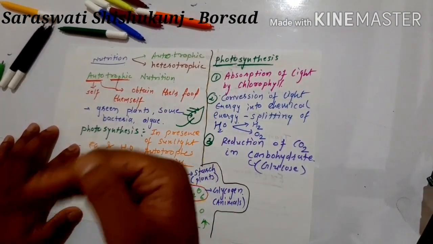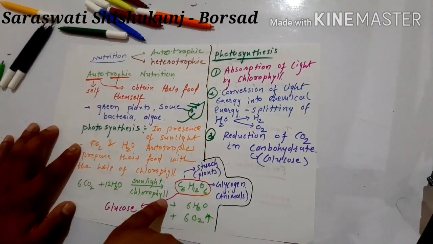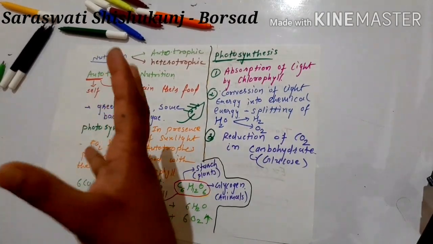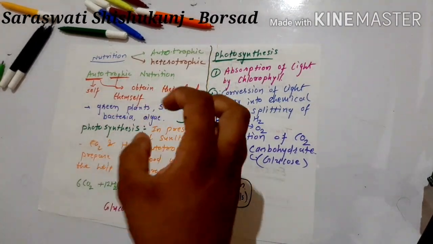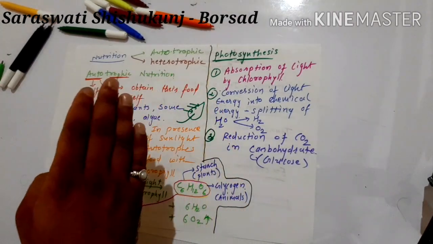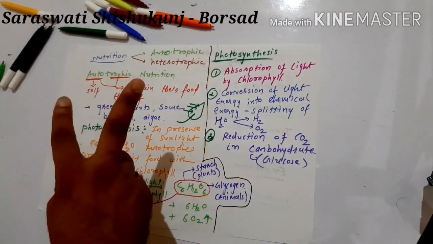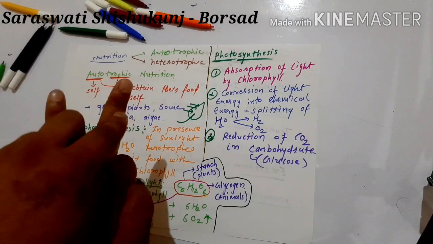Photosynthesis generally happens in three steps. The first step is absorption of sunlight by chlorophyll. In the second step, that absorbed light energy is converted into chemical energy, and when it is converted into chemical energy, there will be splitting of water into hydrogen and oxygen.